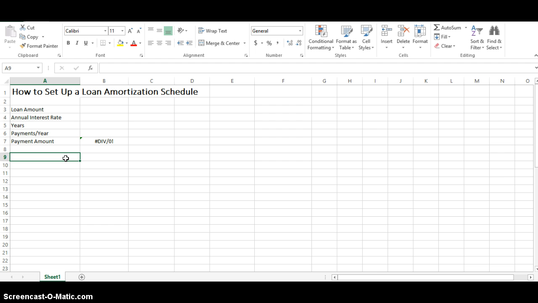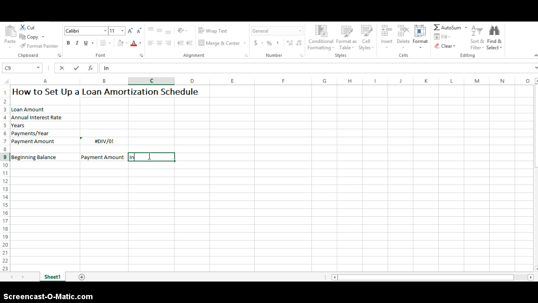Now we're ready to set up our amortization table. What you're going to start with is the beginning balance. And this just lets you know what your beginning balance is during this payment cycle. For the first payment cycle, the beginning balance is the total loan amount. The next number you're going to enter is your payments, and this is the number that you just calculated above.